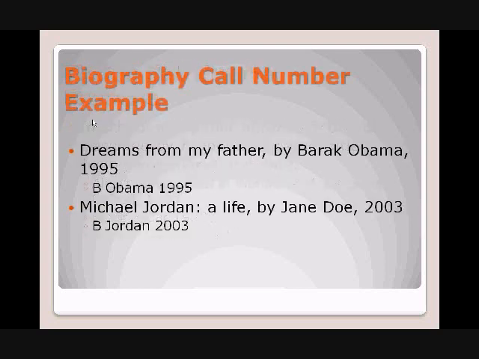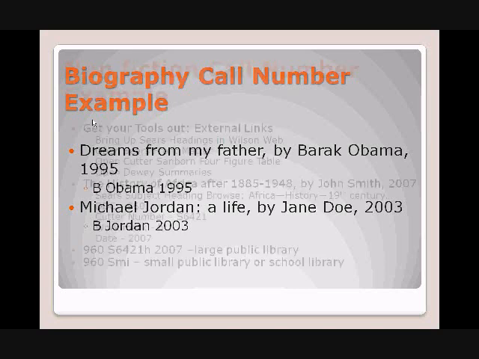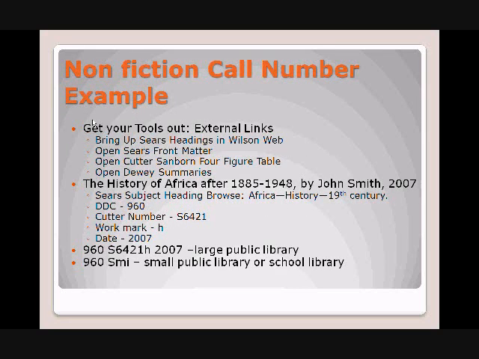And then nonfiction. This is a more complicated process and will take a number of different tools. So, for example, if we were going to build a call number for the history of Africa after 1885 by John Smith, the first thing that we would do would be go to Sears in Wilson Web and then look for an appropriate Sears heading. So let's do that. And we'll type in Africa.